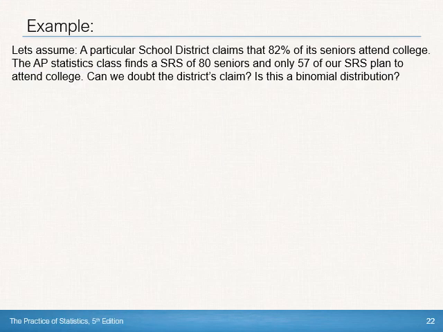All right, let's go through a three-step example then. In this particular example, a particular school district claims that 82% of its seniors are attending college. The AP statistics class is going to take an SRS of 80 seniors and ask them, as a test to see if that 82% is valid. Only 57 of the 80 in their sample said that they were planning to attend college. Does this call into question whether or not 82% of the seniors go to college from this district?